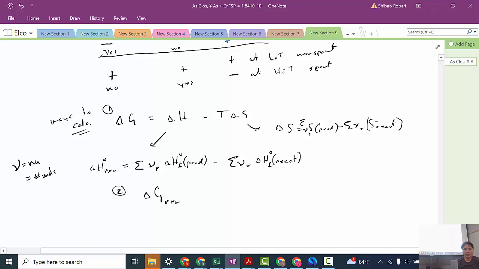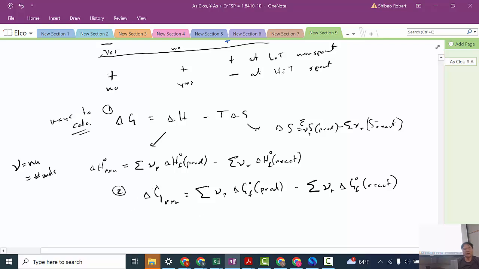Delta G of the reaction is equal to the sum of nu of the products, the number of moles, times delta G of formation. We have delta G's of formation too, of the products. Note this is not G, the absolute. It gives free energy. This is delta G of formation. So we're just using formation reactants like we use for H.